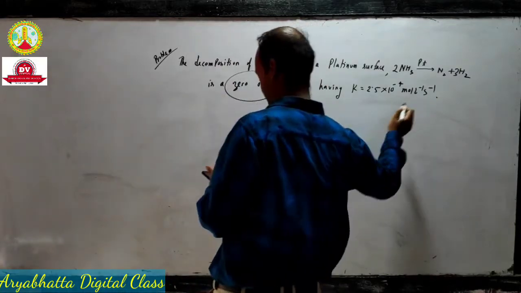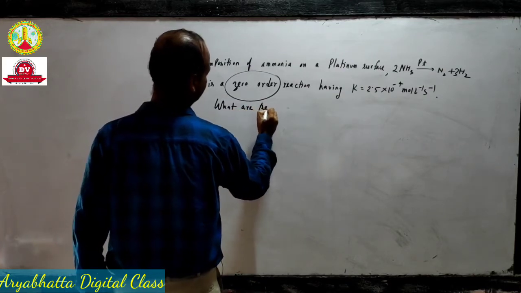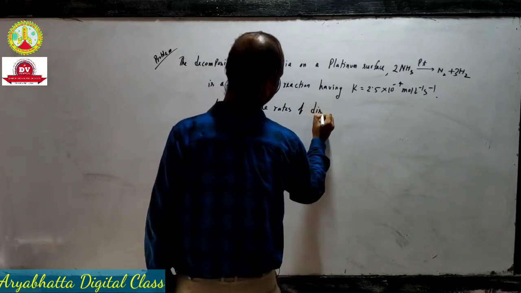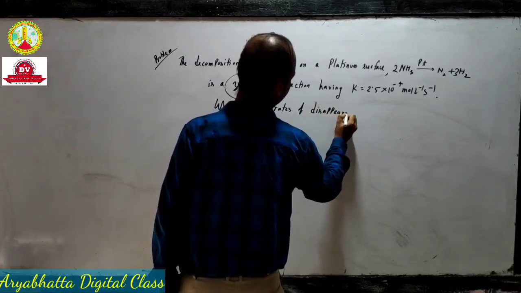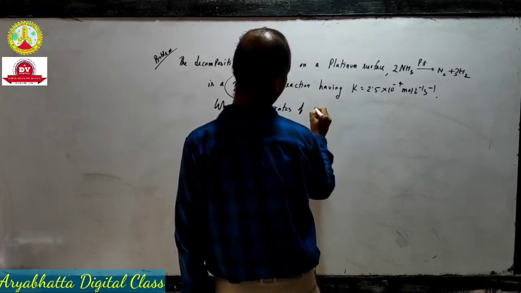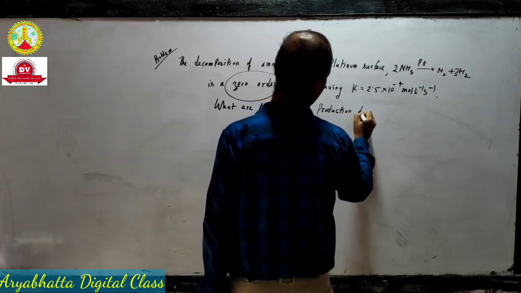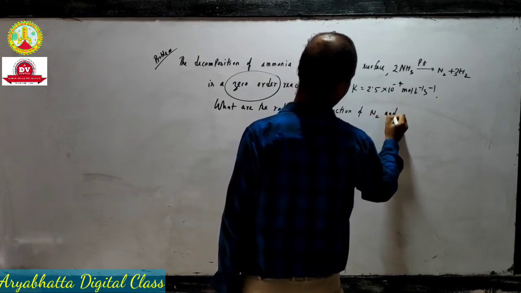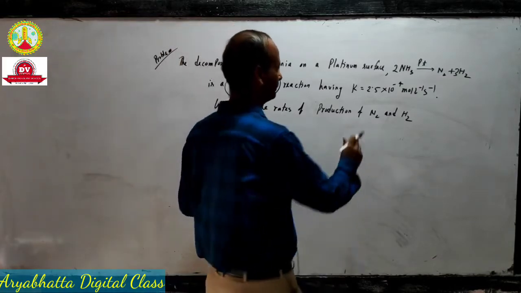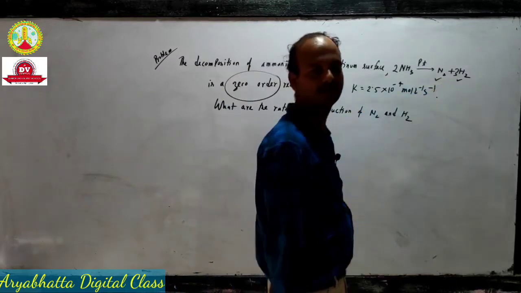Now let's see, what are the rates of production of N2 and H2? In this question, you are going to calculate the rate of production of what? Nitrogen and hydrogen. What will be the rate of production of nitrogen and hydrogen? Now look.